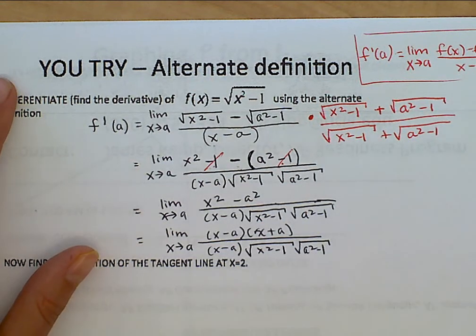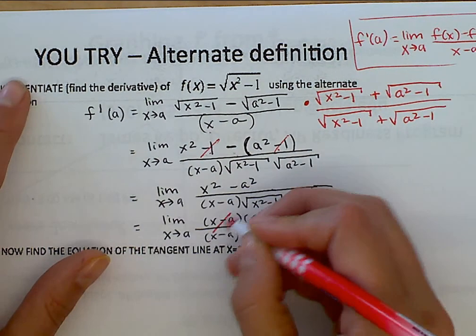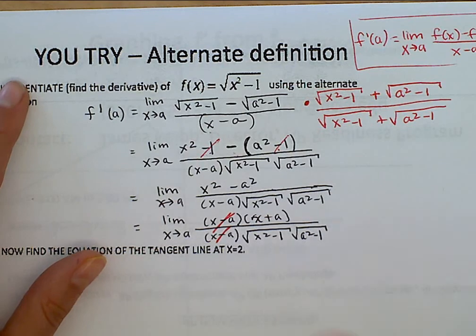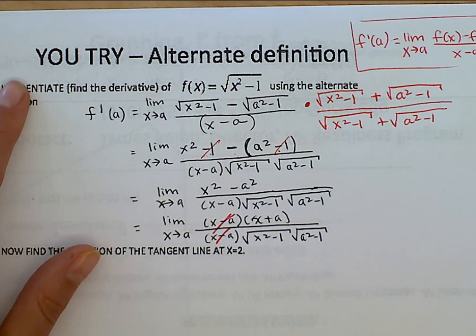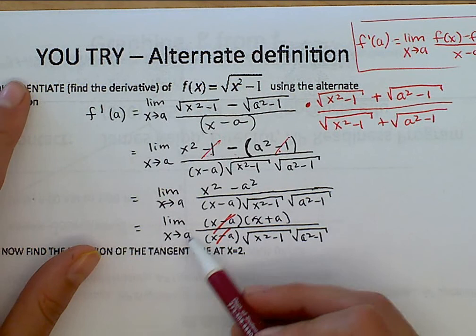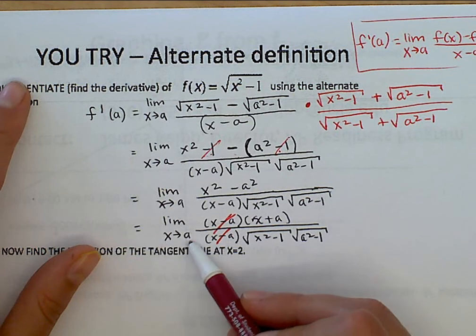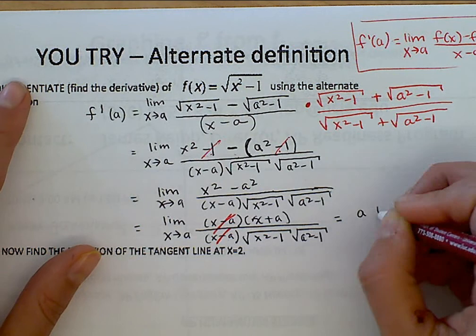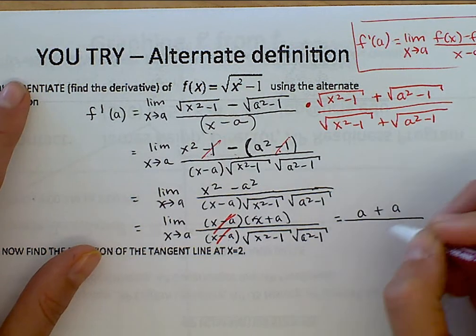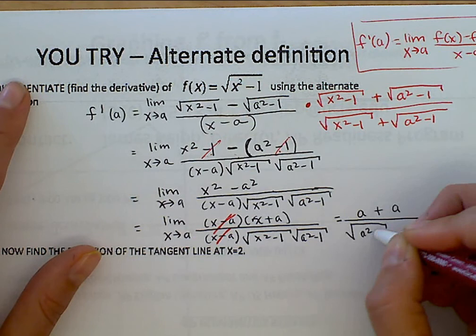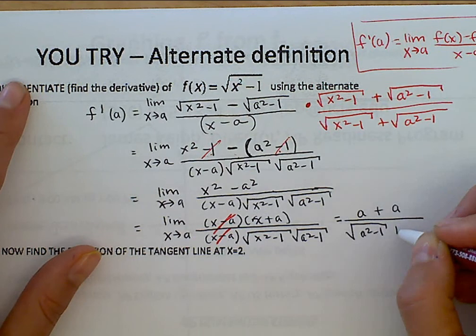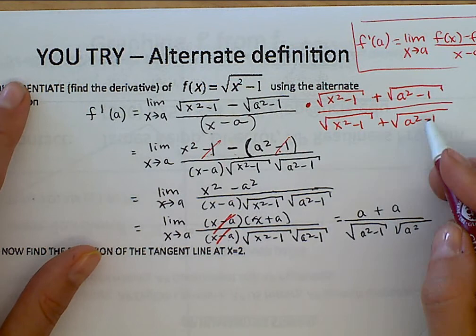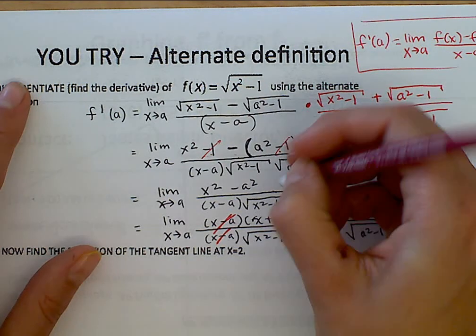And now it's finally clear, woohoo, I can cancel out right there. And now that I've canceled that out, I can apply my limit as x goes to a. So I'm going to plug in a for my x's, and I get a plus a up there. I get the square root of a squared minus 1 times the square root of a squared. Oh, why did I turn this into times? This should have been plus. My bad.